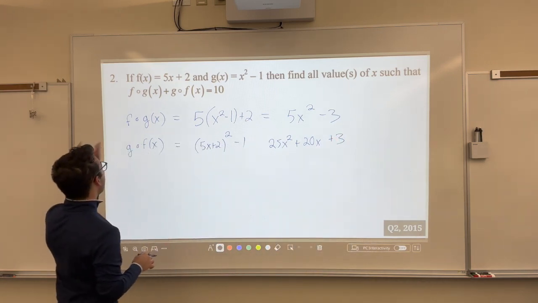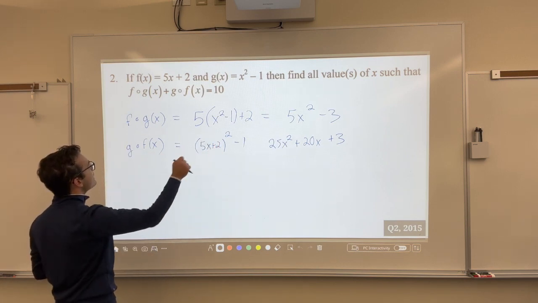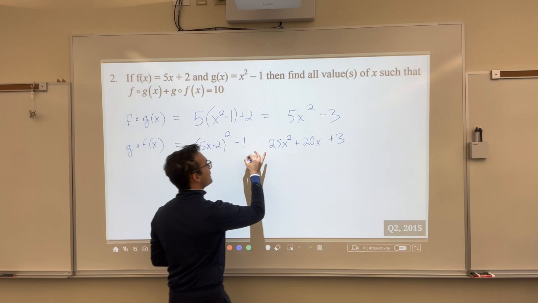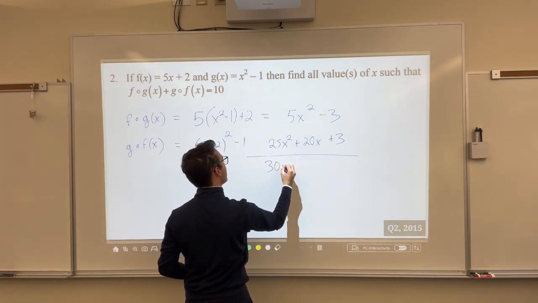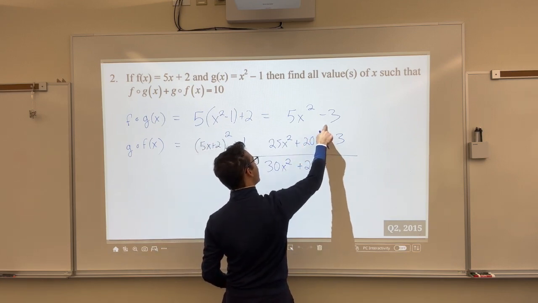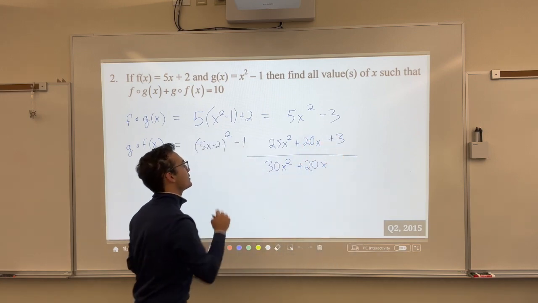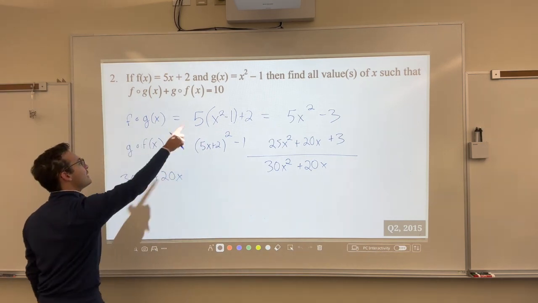So now we have f of g of x and g of f of x, and we need to add them and then set it equal to 10. So when we add these, we get 30x squared, 20x, and the negative 3 and the positive 3 cancel. So we say 30x squared plus 20x, and we set that equal to 10.